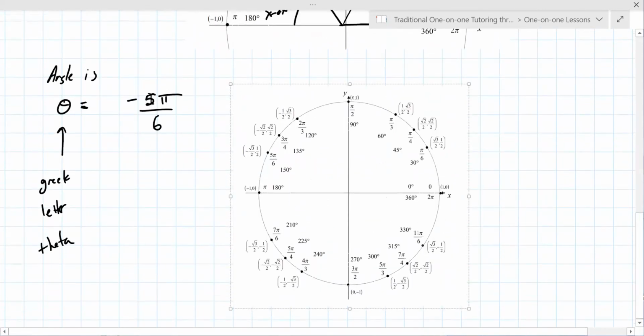So if this were positive 5 pi over 6, do you see that 5 pi over 6 is right there on this angle right here?